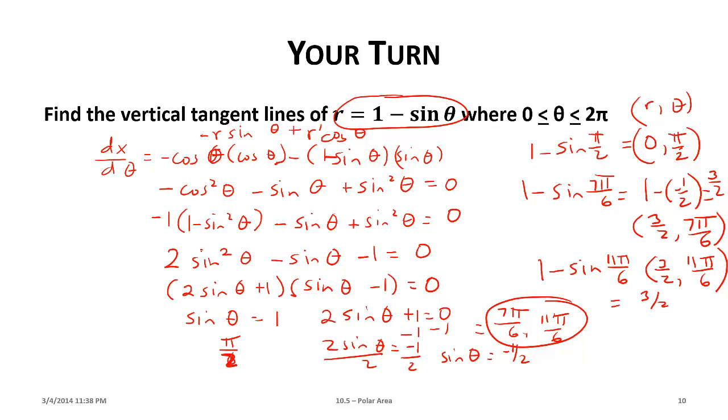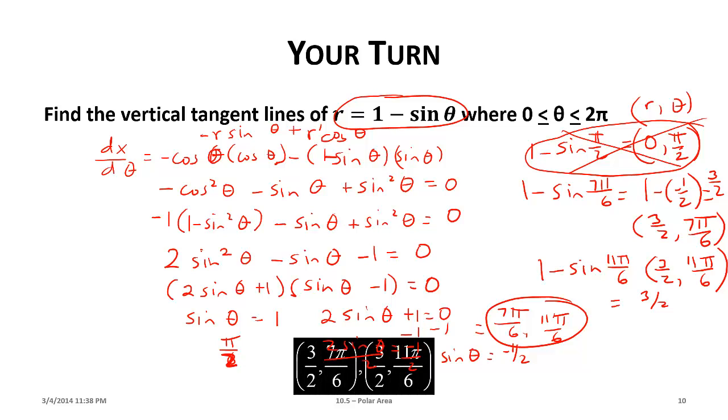But why does this 0 and pi over 2 not work out? It's because if you remember going back to the same equation, we have that sharp turn. And with that sharp turn, that can't be a vertical tangent line. Actually, we'll be able to solve that using L'Hopital's rule, but that'll be a little bit later. Okay?